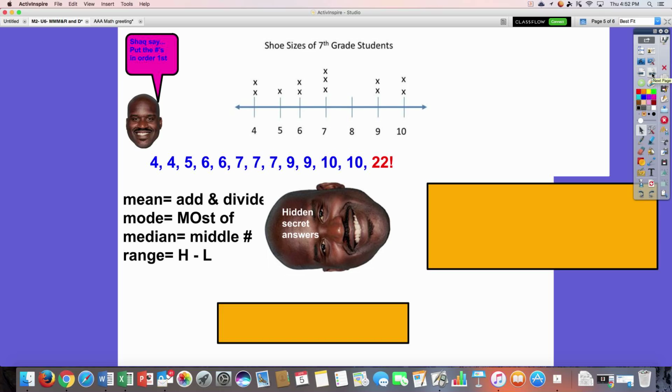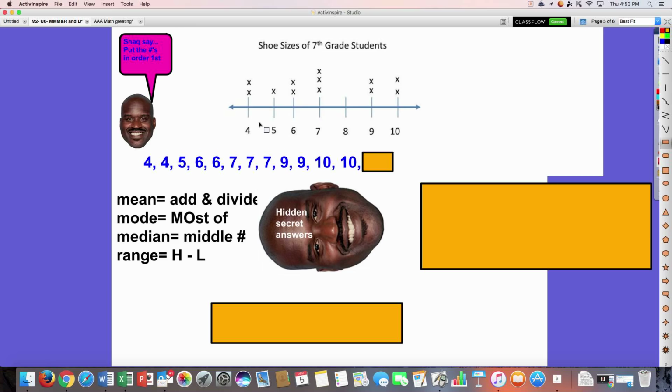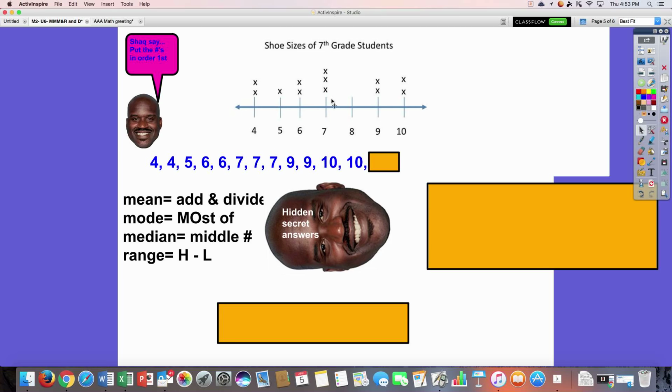Let's do another problem. Here's the shoe sizes of 7th grade students in some class. Shaq says, put the numbers in order first. All right, well, here I go. So I got 2 4s, a 5, a 6 and a 6, 3 7s, 2 9s, and 2 10s. All I did was take the numbers from this graph and write them down here.